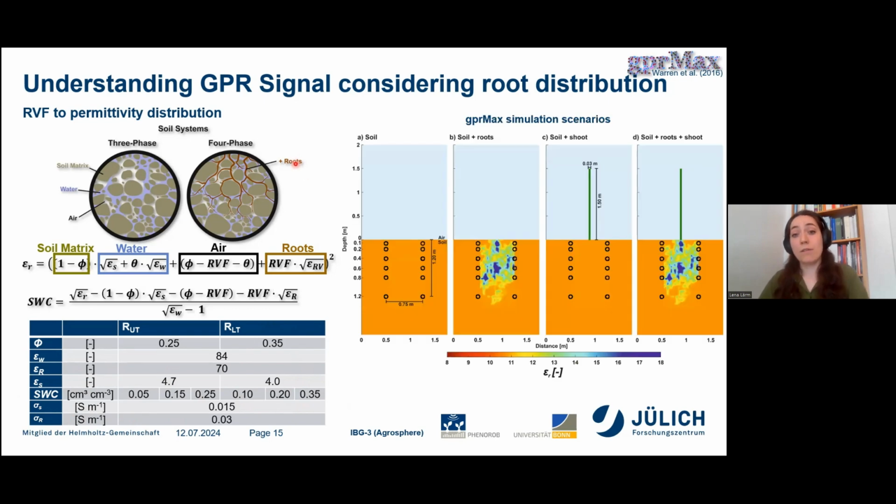To see the influence of the roots on our GPR signal, we considered 4 different scenarios. So one where we only had soil, one where we added the roots, and additionally we added an above ground shoot to maybe see an influence of that for the maize crops, since they're quite thick. But little spoiler, that didn't do much on our data, so I will only show you the first 2 scenarios. And within our model, we have basically a replica of our rhizotron facilities. So we have neighboring tubes in different depths, and they have a horizontal spacing of 75 centimeters.